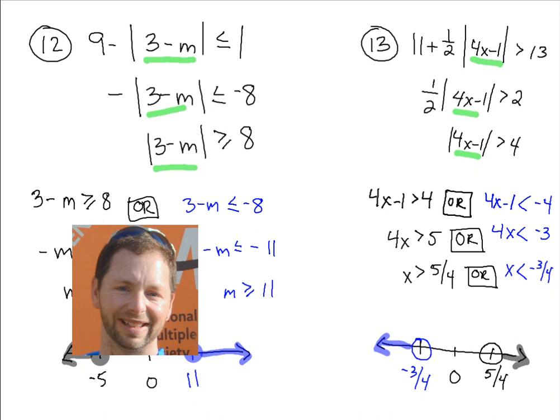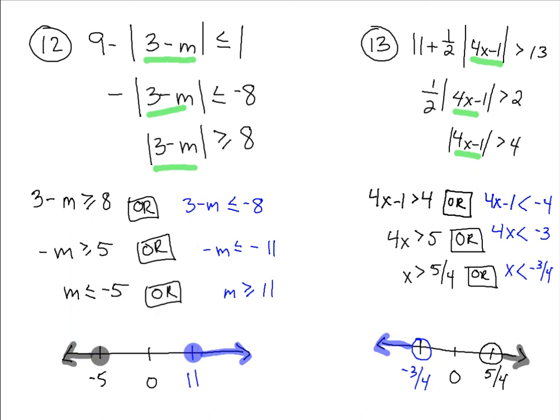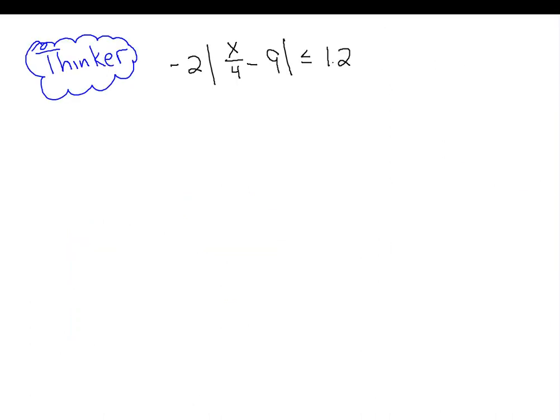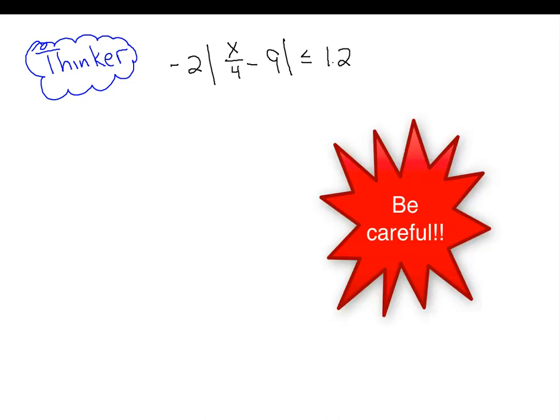Now you've only got one more problem to do, the thinker problem. So let's take a look at that one. We've got -2 times the absolute value of x over 4 minus 9 is less than or equal to 12. Now a lot of people are going to focus on the x minus 4, but you don't even want to look there yet. First thing you want to do is look at the -2. We want to get rid of the -2, so that means we're going to divide both sides by -2, and don't forget, flip the inequality symbol.